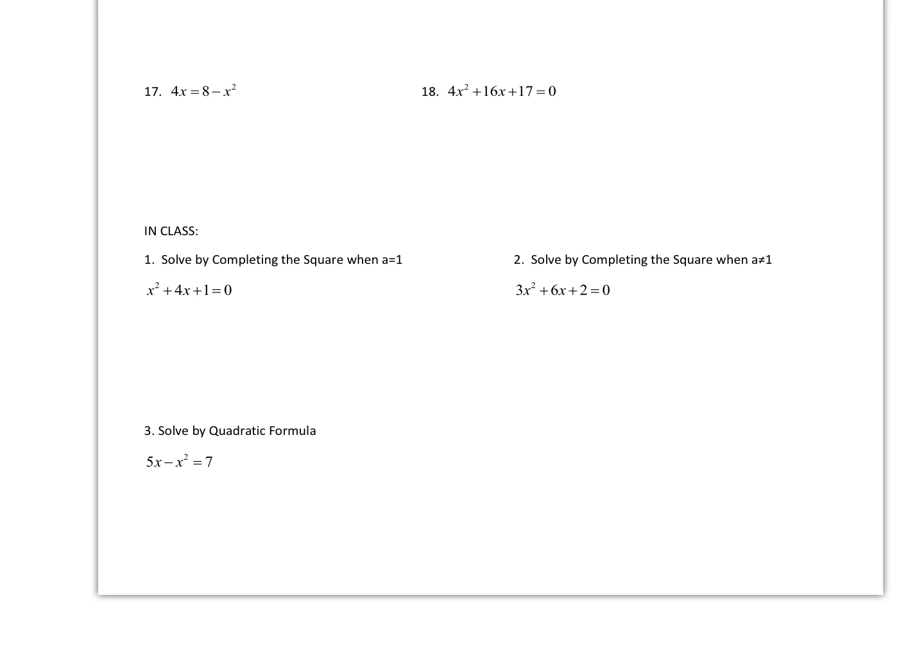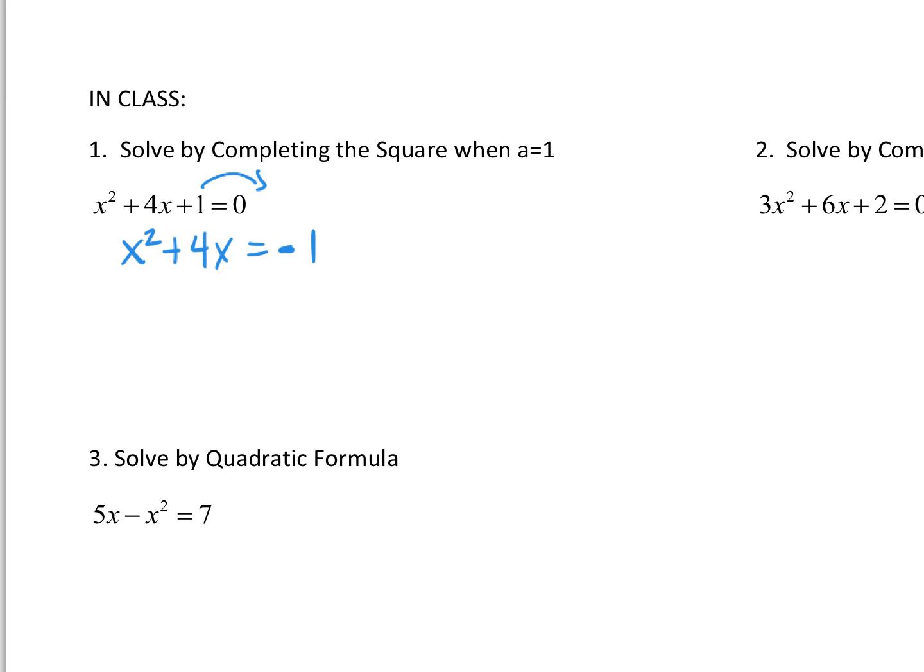The first thing I would do is move the constant, move the value without the x, onto the other side of the equal sign. So I have x squared plus 4x equals negative 1. All right? Now, what I want to do is get this right side to be a perfect square. Something that's a perfect square.